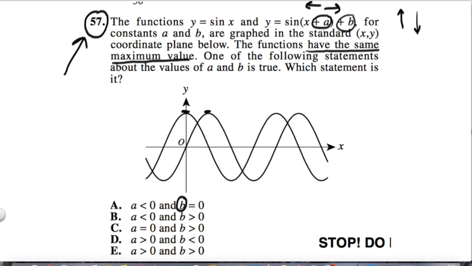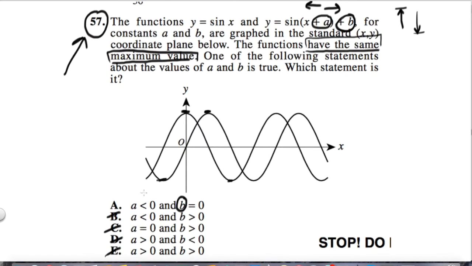So, because the maximum value is the same, the b value must be the same because we have the same top and bottom points. We have the same maximum and mins. So b shifts the graph up or down. It must be equal to 0. So with that said, a has to be right. We're actually done with all the answer choices.